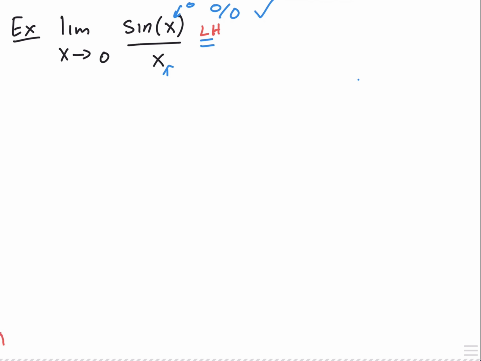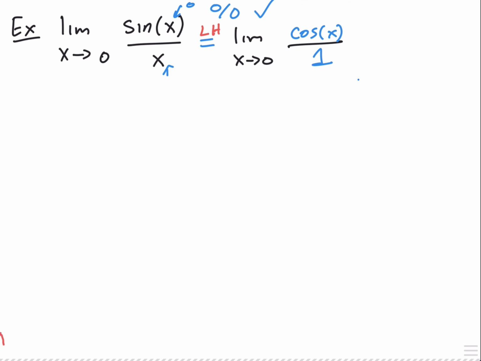And then I'll say, okay, this is equal to the limit as x approaches 0 of, and here you're going to get the derivative of the top and the derivative of the bottom. So what's the derivative of sine of x? Cosine x, good. What's the derivative of x? 1. Again, notice, did I use the quotient rule? No, right? I did not use the quotient rule.